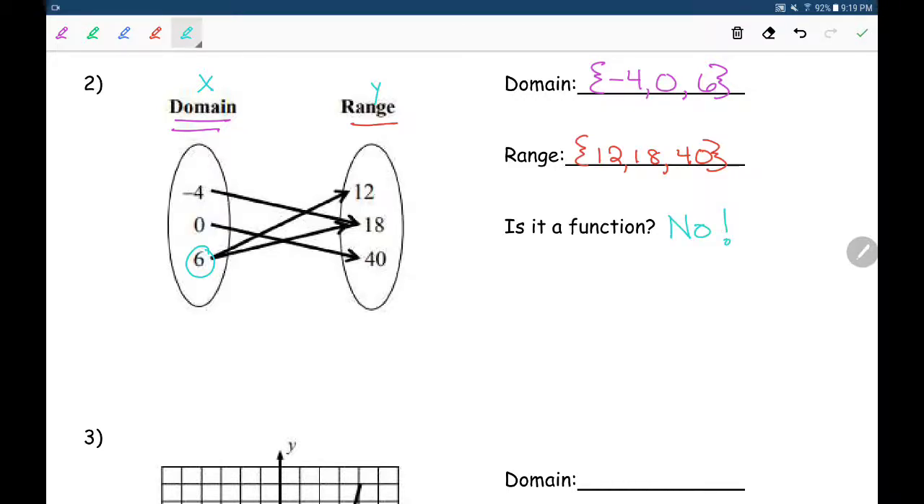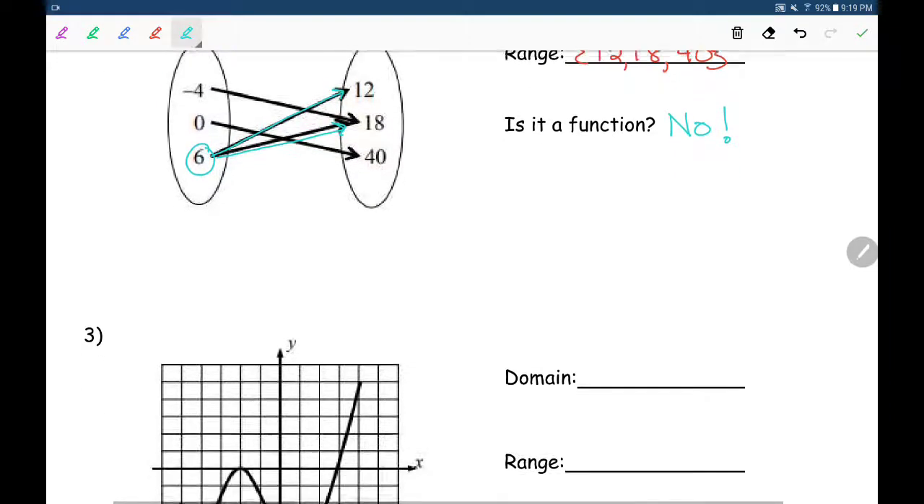Okay, so just checking to see what happens. That 6 is going to 2 different numbers in that range. So that's what makes it not a function.